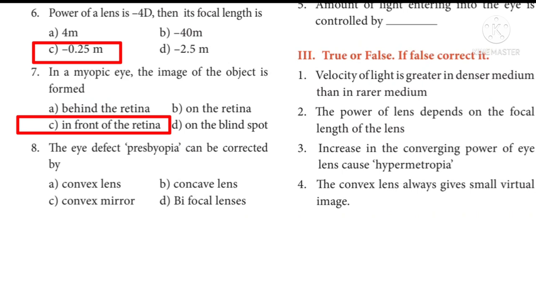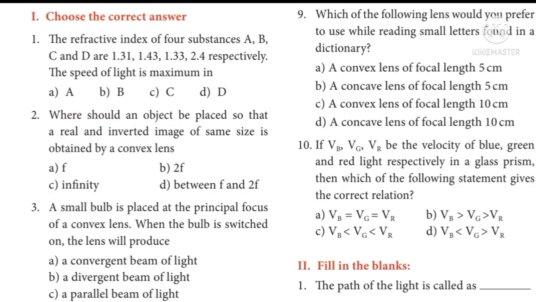Eighth question: the eye defect presbyopia can be corrected by options: A, convex lens; B, concave lens; C, convex lens; D, bifocal lenses. The correct answer is option D, bifocal lenses. Ninth question: which of the following lenses would you prefer to use while reading small letters found in a dictionary? Options: A, convex lens of focal length 5 cm; B, a concave lens of focal length 5 cm; C, a convex lens of focal length 10 cm; D, a concave lens of focal length 10 cm. The correct answer is option A, convex lens of focal length 5 cm.